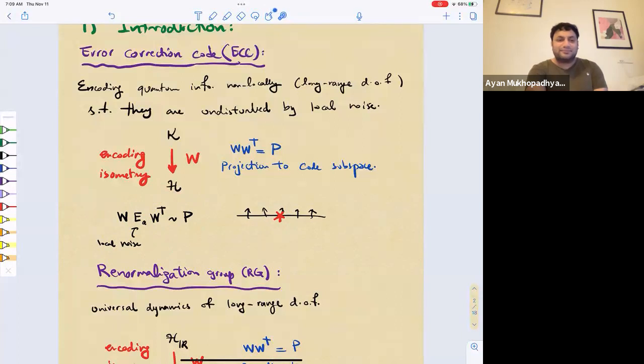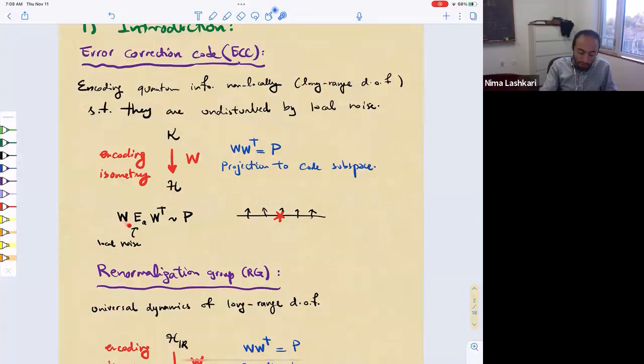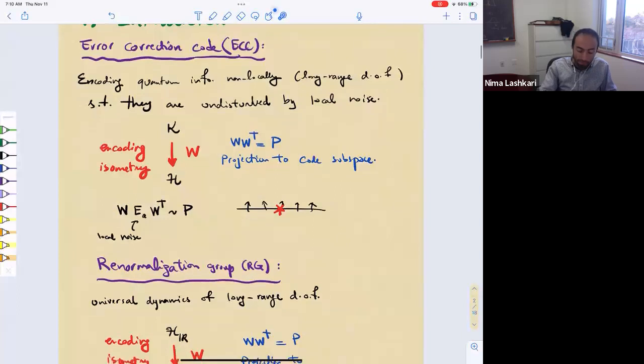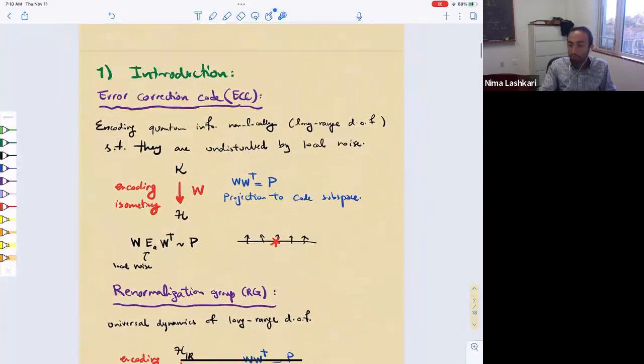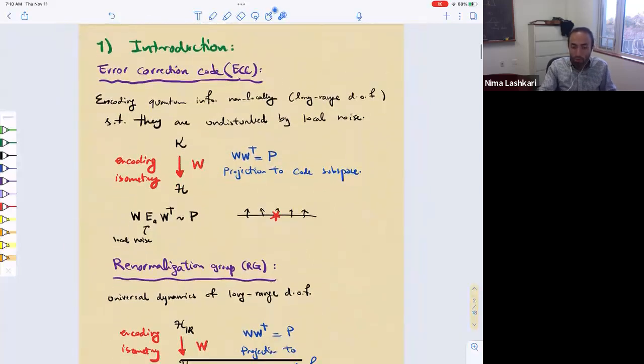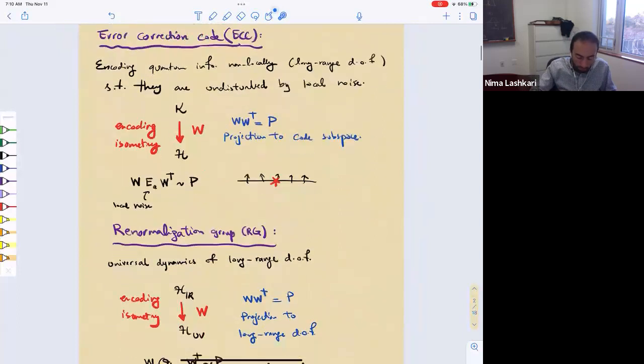Sorry. Okay. If you apply this WW dagger, it's just proportional to the projection to the code subspace, which means that once you project to the code subspace, this noise disappears, right? So this is the idea behind error correction. We'll talk more about this.